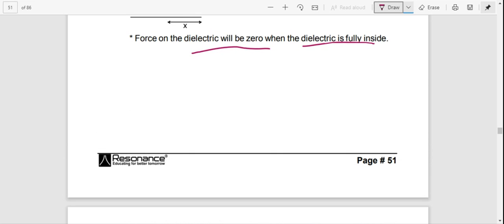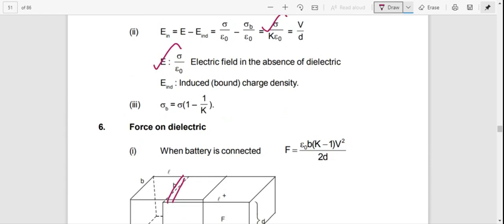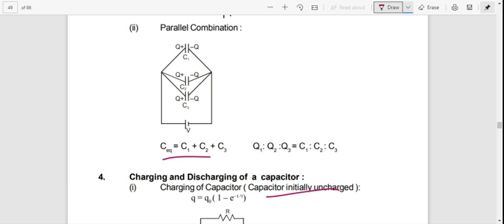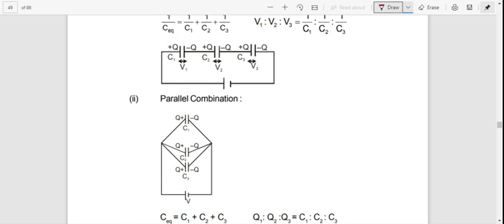So the force on the dielectric will be 0. So that's all. And if you have studied these formulas, you can attempt every question from capacitance. So practice, and it will be easy for you.